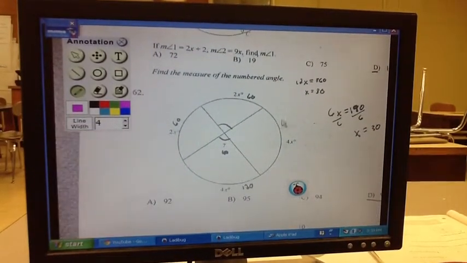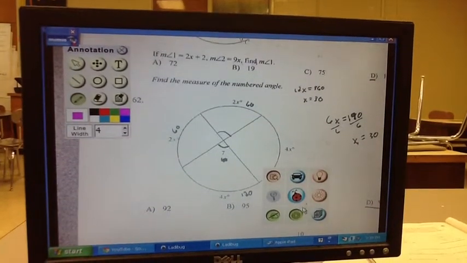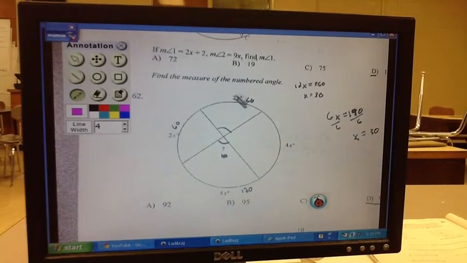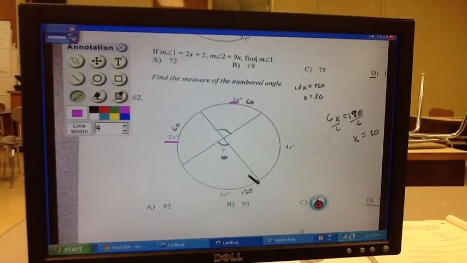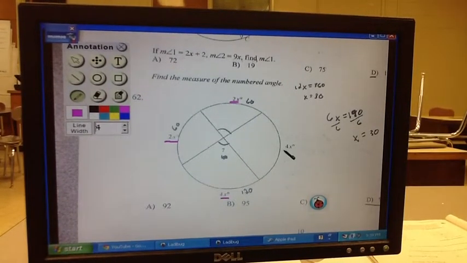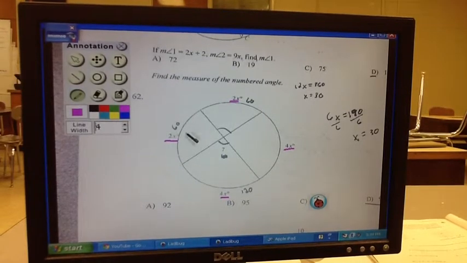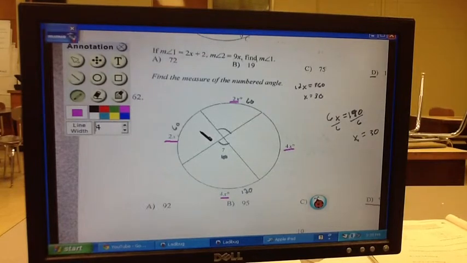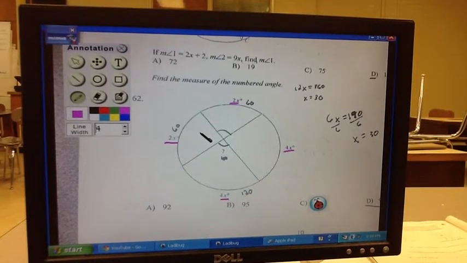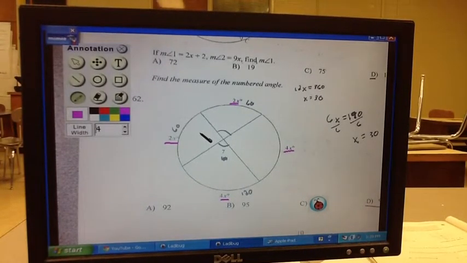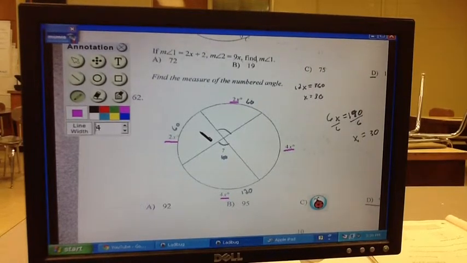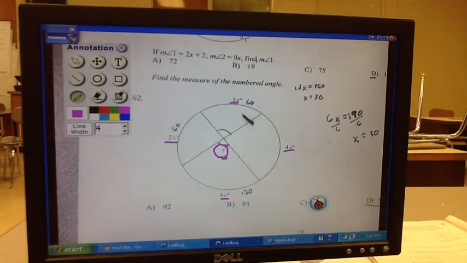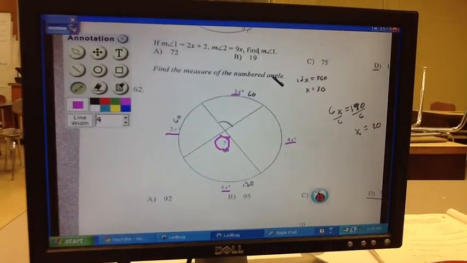Alright, good old 62. Let's see what they gave us. They gave us 2x, 2x, 4x, and 4x. So these two being the same and these two being the same. We're actually asked on 62 to just find the measure of the numbered angle. So we're trying to find this angle 7. Find the measured angle. Okay.